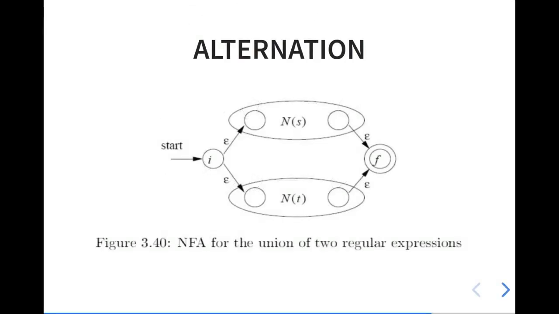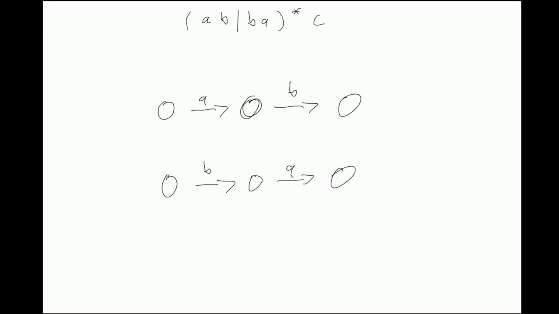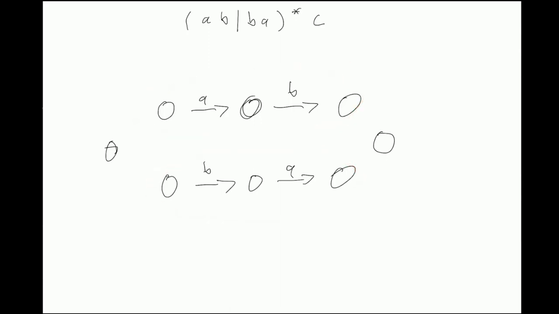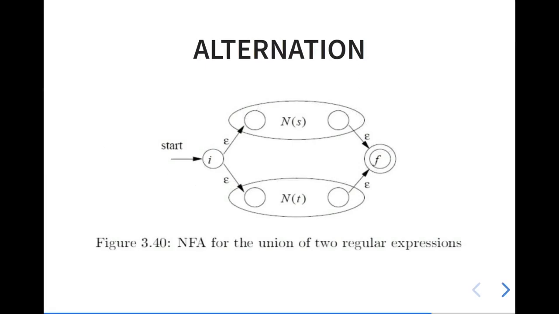So here's our pattern for alternation. We construct a new start state and end state for the alternation, and then go to the two sub-expressions with epsilon transitions, and go to the final state with epsilon transitions. So effectively just matching both in parallel. Our next operation, we can do this Kleene star. So we've got our pattern for Kleene star.